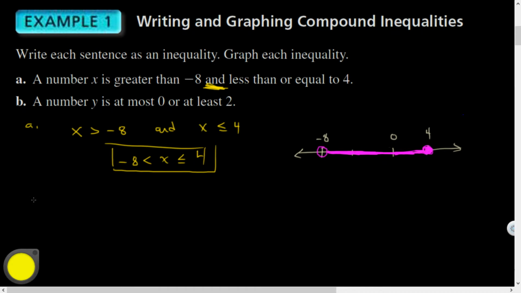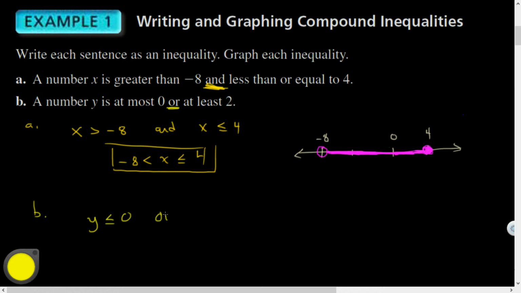Let's look at question B. It says, a number y is at most 0 or at least 2, or operator. That means these are going to be pointing away from each other. They're going to be in contradiction to each other. None of them will simultaneously be true, but I'm fine with either of them being true at a time. So I'm going to have y is at most 0. That means it's got to be less than or equal to 0.